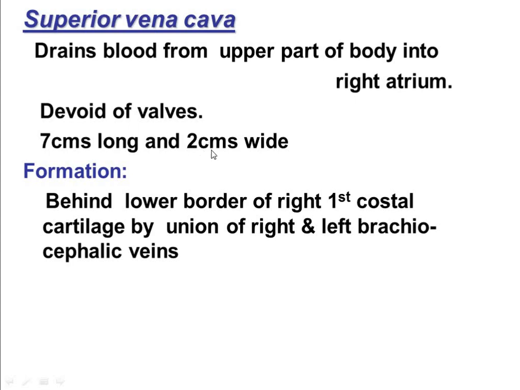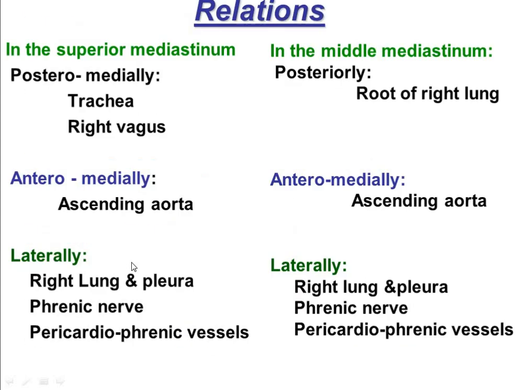It's very wide, a 2 centimeter wide structure and almost 7 centimeters in length. It is formed posterior to the lower border of the right first costal cartilage by the union of the right and left brachiocephalic veins.